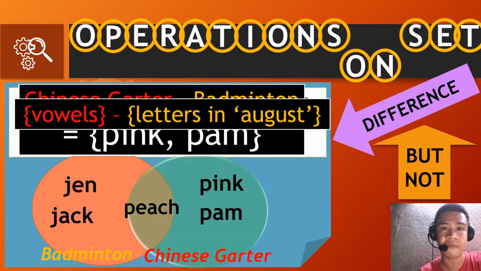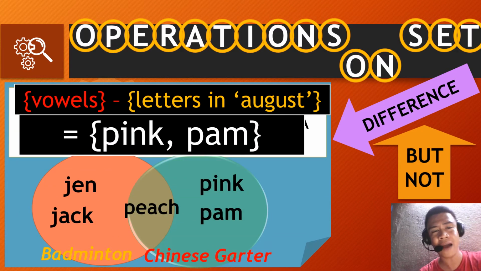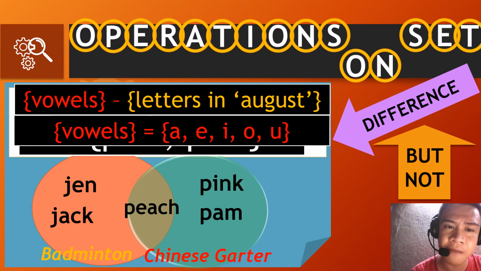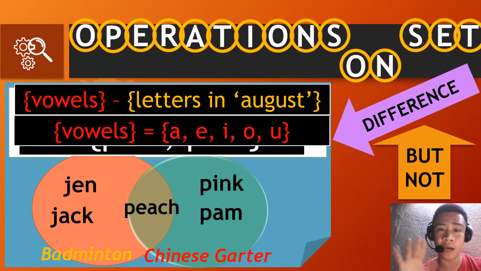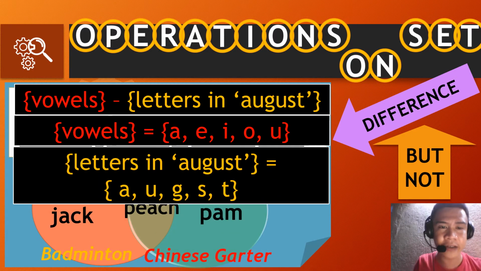That is the difference. Another one, we have vowels minus set of letters in August. So what are the vowels again? Vowels is equal to A, E, I, O, U. Ito lang po yung vowels in the alphabet. We have only 5. A, E, I, O, U. How about the letters in August? Okay, letters in August, A, U, G, S, and T. In set, hindi na po kailangang ulit-ulitin yung magkakaparehong letters. They are the same. They served as a single purpose lang po. Okay, so we have A, U, G, S, T.